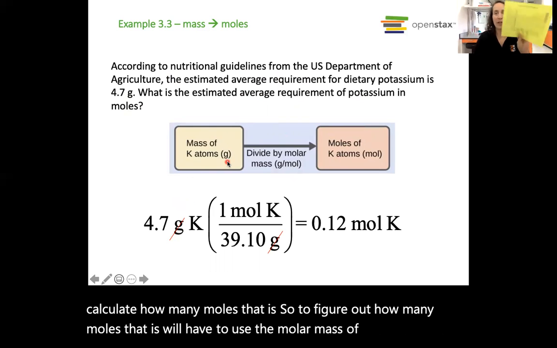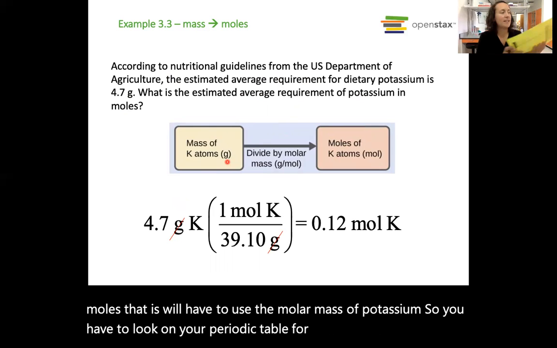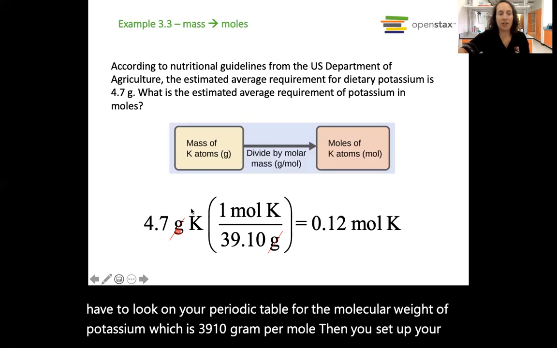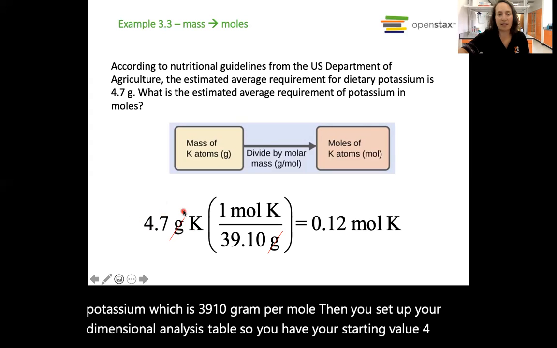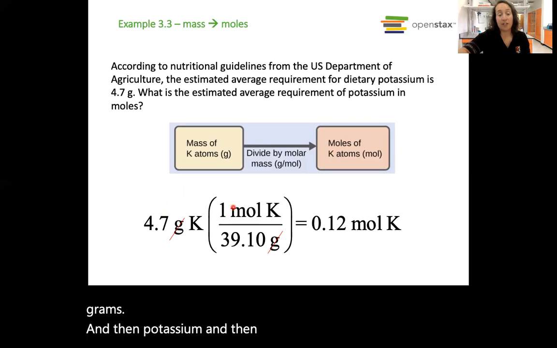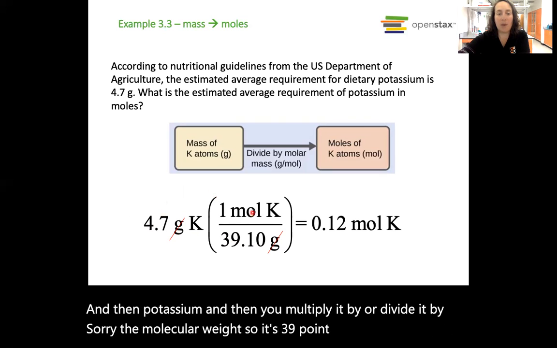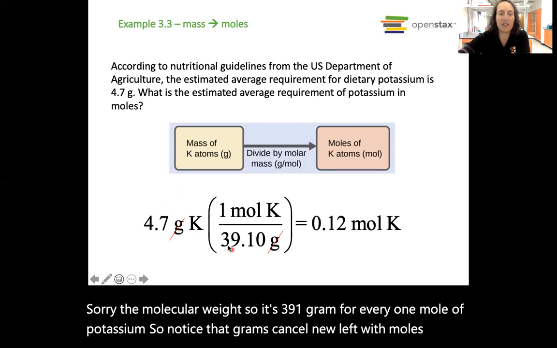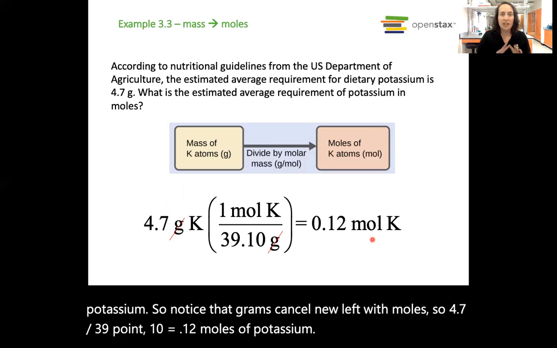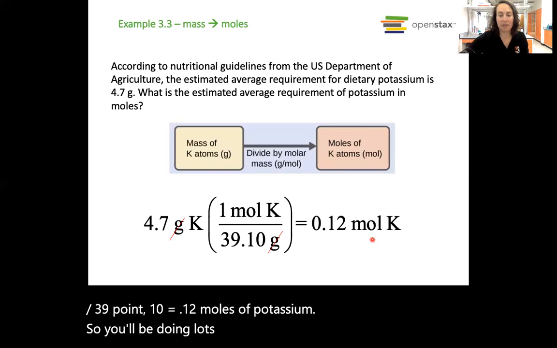You'd look on your periodic table for the molecular weight of potassium, which is 39.10 grams per mole. Then you set up your dimensional analysis table. You have your starting value, 4.7 grams of potassium, and then you multiply by the molecular weight, 1 mole of potassium for every 39.1 grams. Notice that grams cancel and you're left with moles. So 4.7 divided by 39.10 equals 0.12 moles of potassium. You'll be doing lots of dimensional analysis tables here.